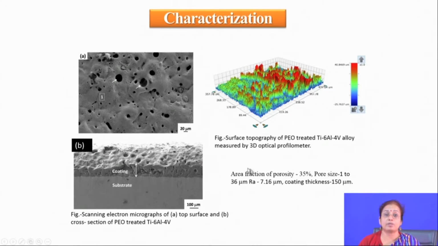This is the case for micro arc oxidation of titanium on a Ti64 substrate. You will find that on the surface there are a lot of porosities, and in the cross section there are also porosities, but one interesting thing, from this research investigation, is that these porosities are not really interconnected.